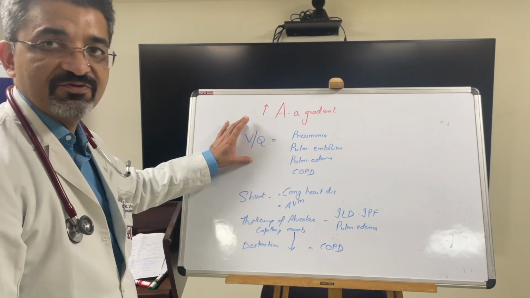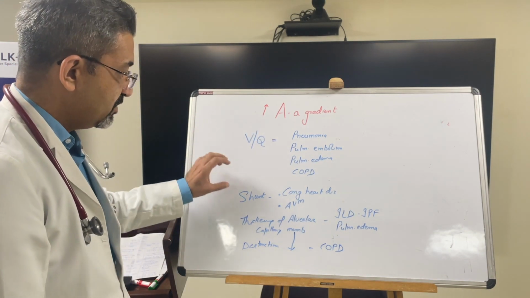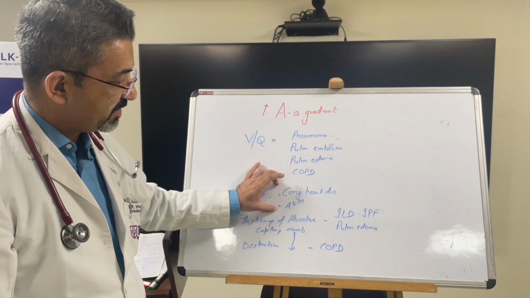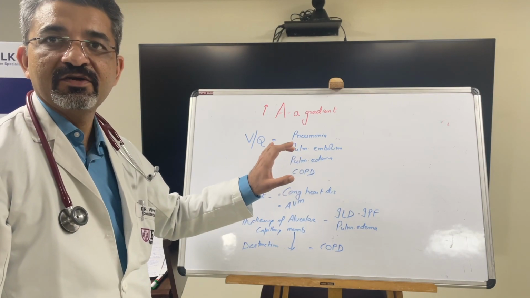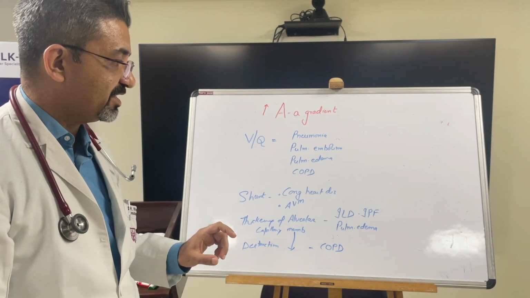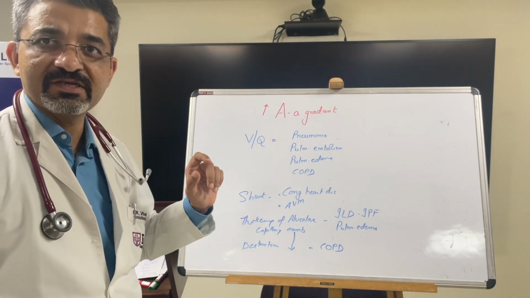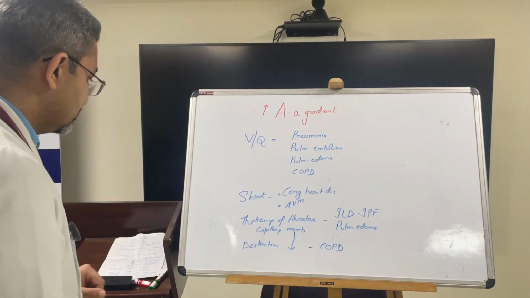You have ventilation perfusion mismatch, with pneumonia, pulmonary embolism, pulmonary edema and COPD. You have shunting of blood, with 2 causes, congenital heart disease and pulmonary AV malformations. You have thickening of the alveolar capillary membrane in ILD and pulmonary edema, and destruction of the alveolar capillary membrane in COPD.